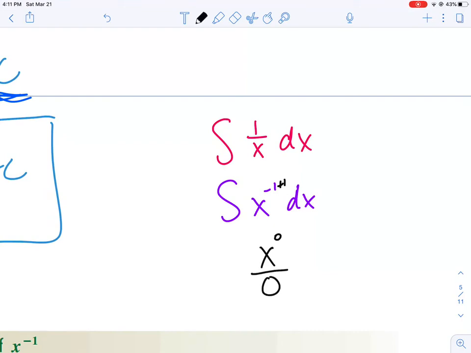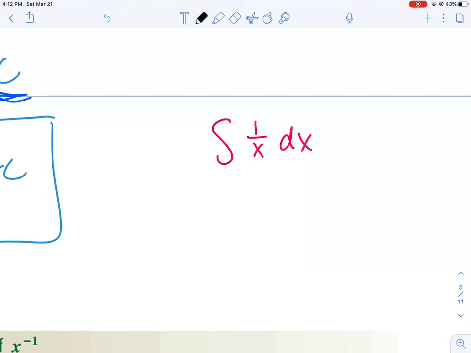And then doesn't power rule say with antiderivatives I divide by that new exponent? But wait a second, whoa. We can't ever divide by 0 in math. So that's not right. Something's wrong here. I can't use my power rule when it looks like that.